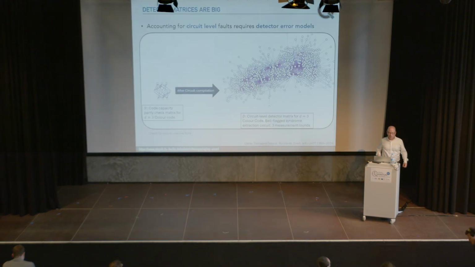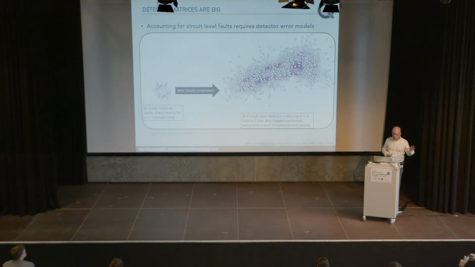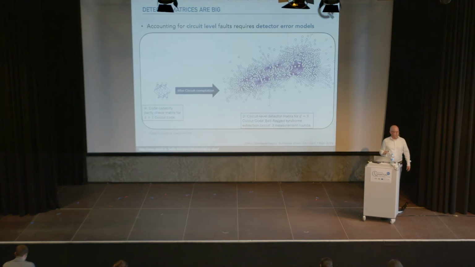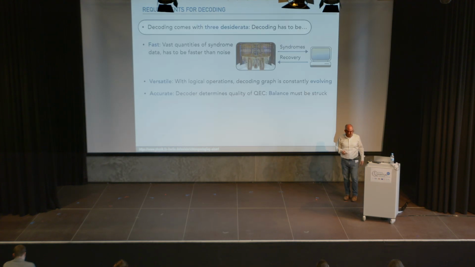So this is a picture that shows the parity check matrix for a d=3 color code, aka the 7-1-3 code that I mentioned earlier. If you look at the circuit level detector matrix with a syndrome extraction circuit and 3 measurement rounds, the graph looks a bit like that. What's the meta message here? It's messy and it's large. So the upshot is it matters how quickly you do things, because things are fast, you better think about the efficiency of doing things in reality.